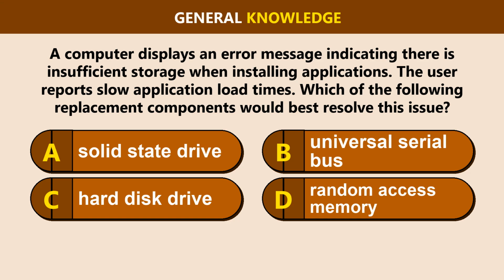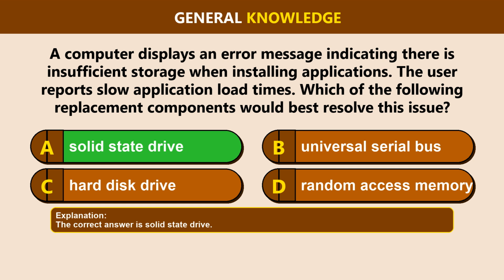Question 1. A computer displays an error message indicating there is insufficient storage when installing applications. The user reports slow application load times. Which of the following replacement components would best resolve this issue? Option A, solid-state drive. Option B, universal serial bus. Option C, hard disk drive. Option D, random access memory. The correct answer is option A, solid-state drive.